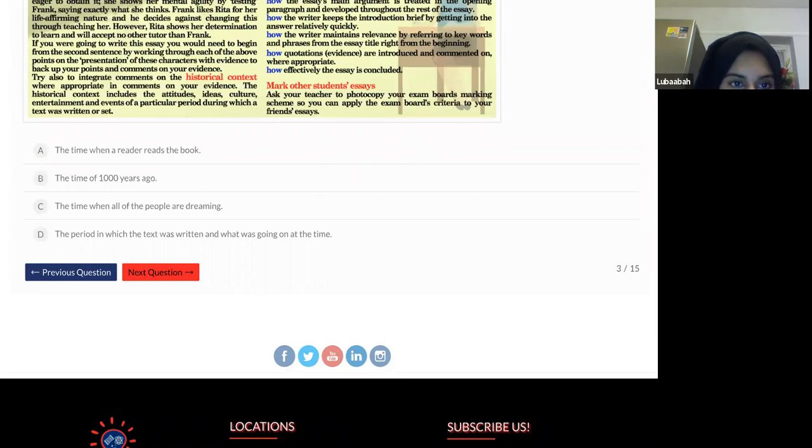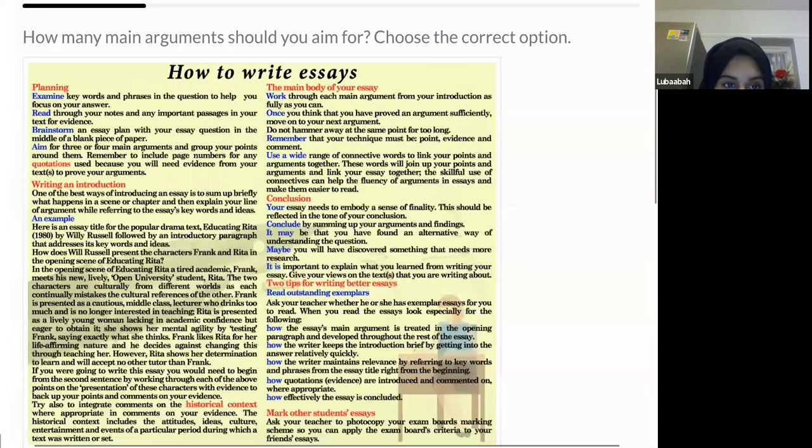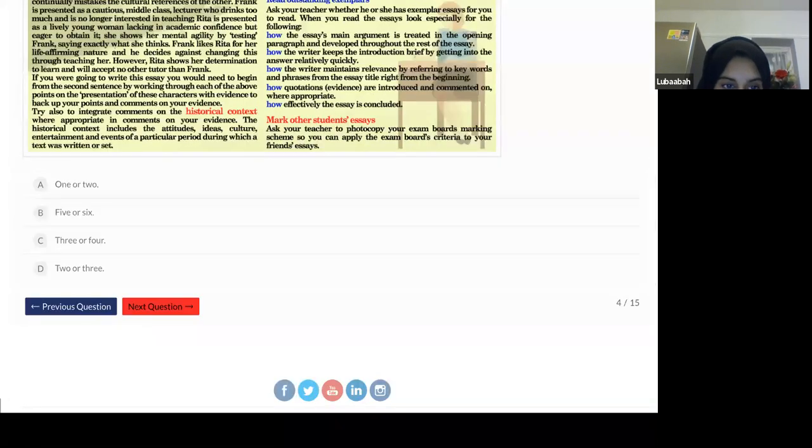It says on the paragraph, try also to integrate comments on the historical context where appropriate and comments on your evidence. Yeah, so you go for D. So the period in which the text was written and what was going on at the time. Well done. And do this one as well, please, Lubaba. Read the question. How many main arguments should you aim for? I said 3 or 4.